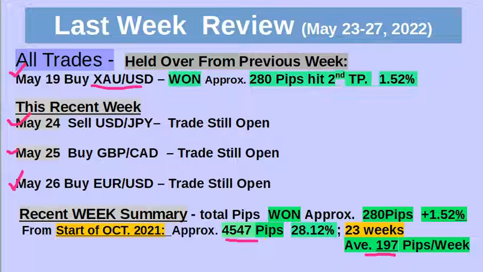Depends on what you have in your account and what you made. And this is for the currency pairs that won. Okay, so we're now going to go to the very first chart.